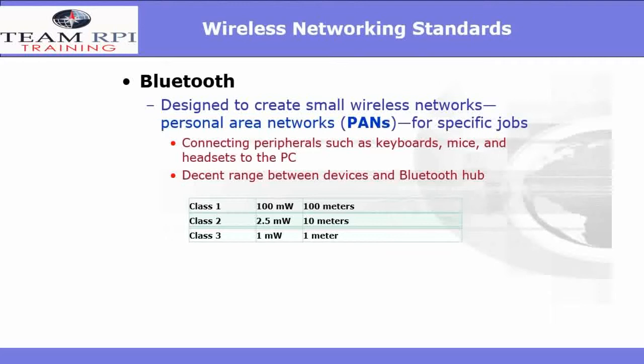Next, we have Bluetooth. Bluetooth was originally designed to create small wireless networks that we called PANs, or a personal area network. However, most devices only use it today to connect peripherals like keyboards, mice, and possibly a headset. It has a maximum range with Class 1 Bluetooth of up to 100 meters, Class 2 up to 10 meters, and Class 3 1 meter.